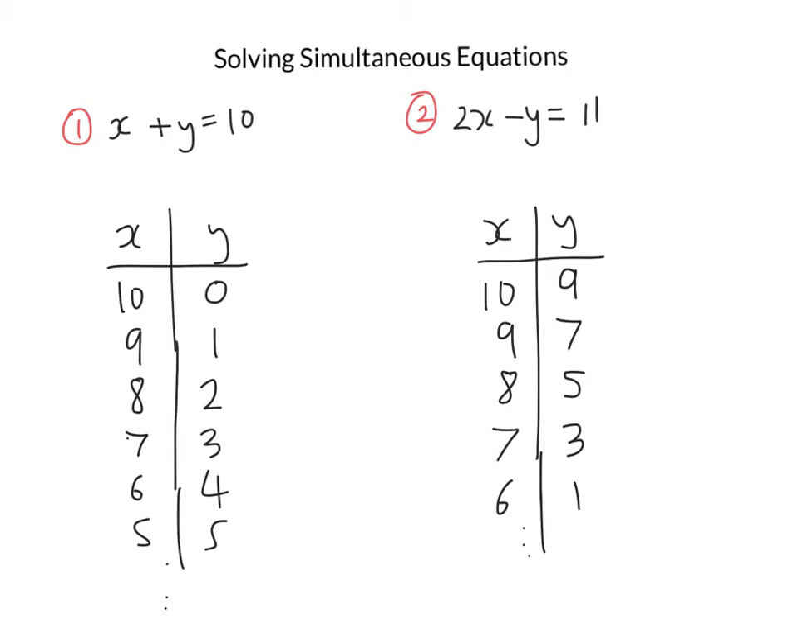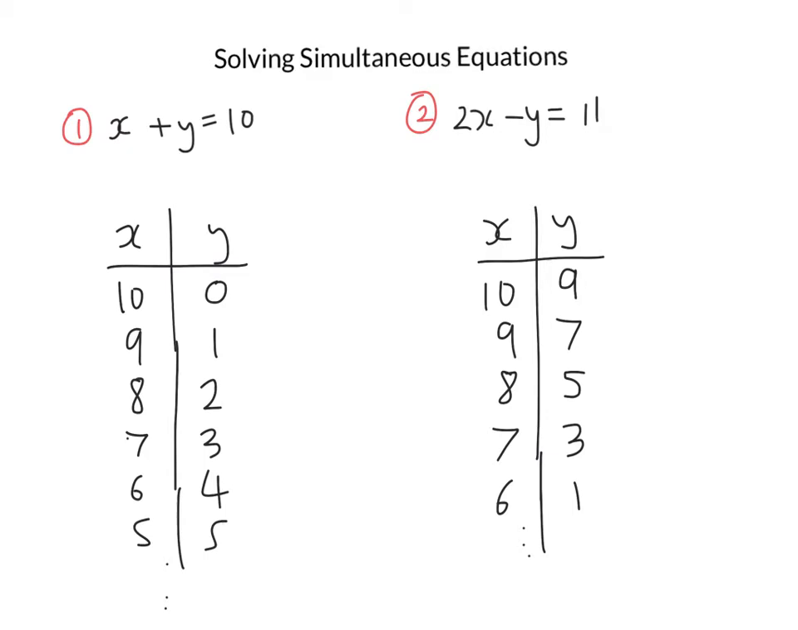If you're asked to solve simultaneous equations, you're asked to find out a value for x and y that would work for both equations at the same time. So if you choose this to be the solution, 10 and 0, that works for the first equation, but it wouldn't work for the second equation. 2 10s take away 0 wouldn't give you 11. So that's not right. And same, if we chose 9 and 1 to be the solution to equation 1, that doesn't work for equation 2. In equation 2, when x is 9, y would have to be 7.